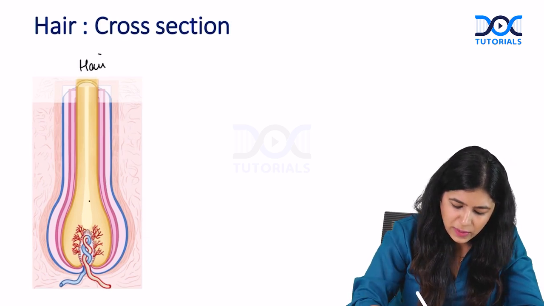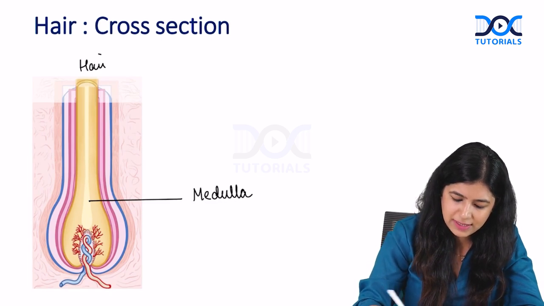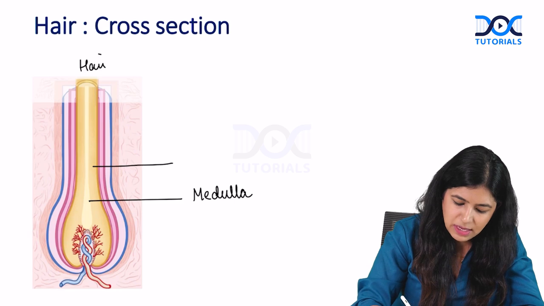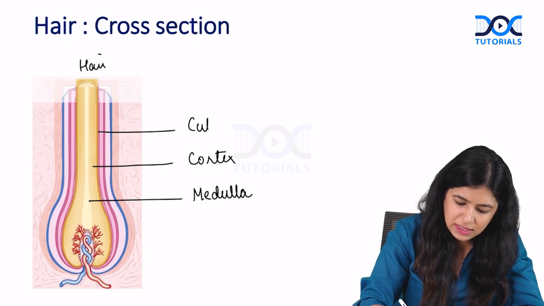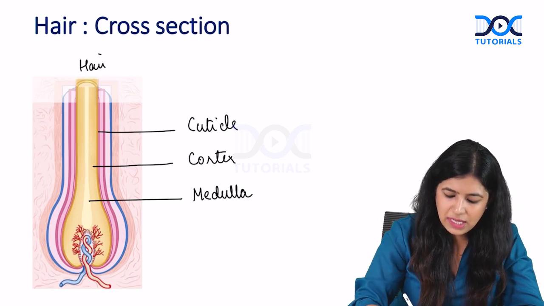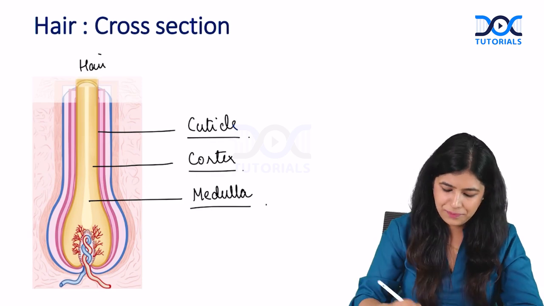So in this hair we have further 3 layers. There is the medulla, which is in the center, surrounded by the cortex, and the third layer of the hair is the cuticle. So in the hair we have the medulla, cortex, and the cuticle.